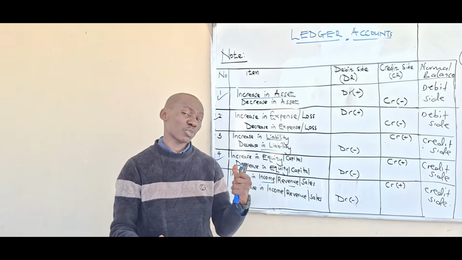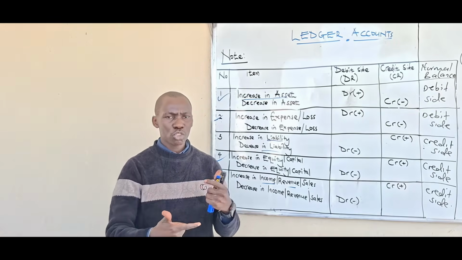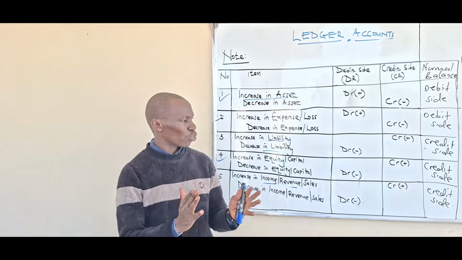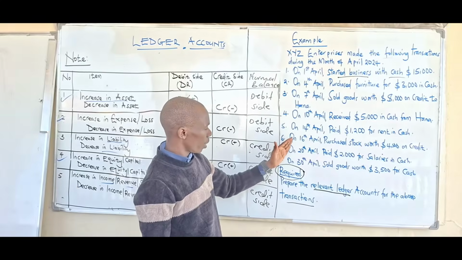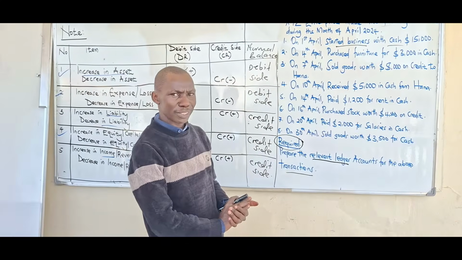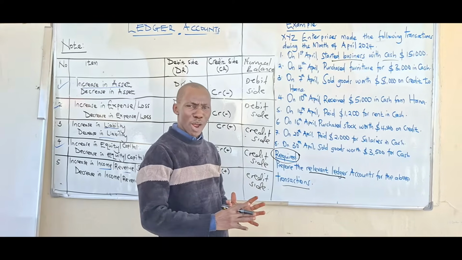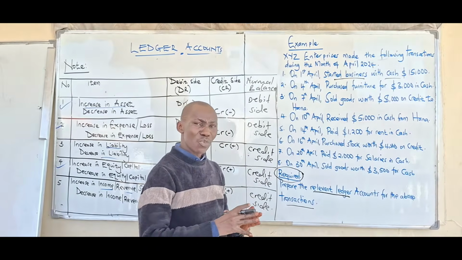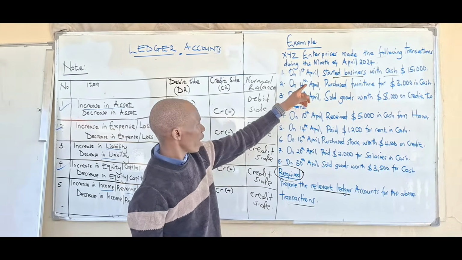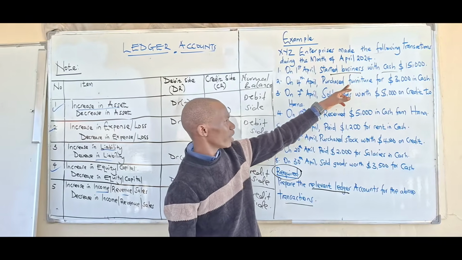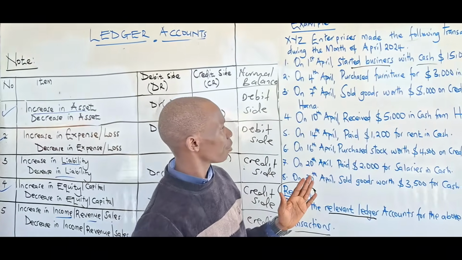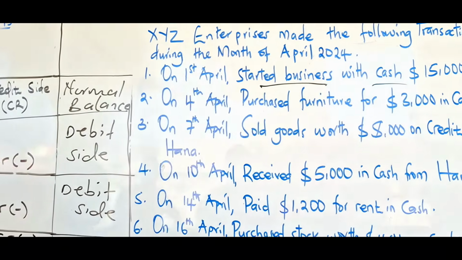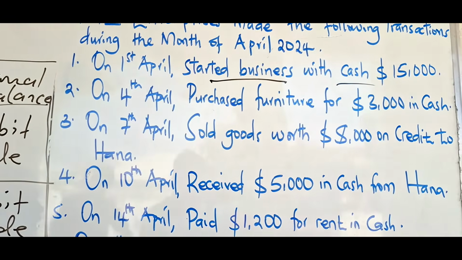Remember, we started from the principle of double entry. So we are trying to play around that principle of double entry. You see that everything we bring to life. Alright, in this example, transaction number one, we want to identify the accounts involved. On 1st April we started a business with cash of 50,000, meaning you are getting money to invest in your business.